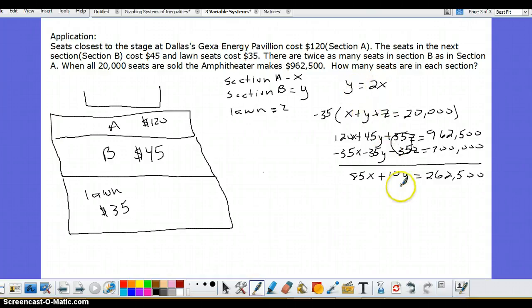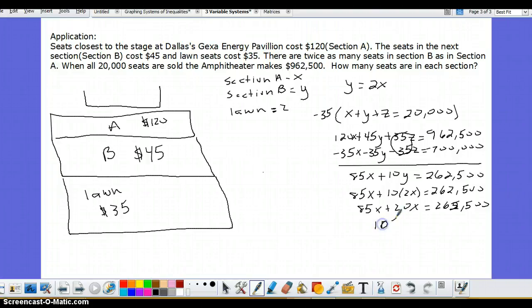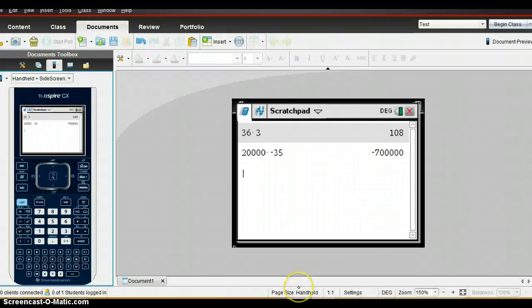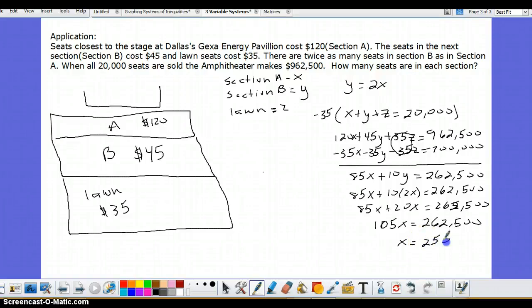Now, for Y, I'm going to put 2X. So we have 85X plus 10 times 2X equals 262,500. So 85X plus 20X equals 262,500. Adding those gives me 105X equals 262,500. So X is 262,500 divided by 105, which gives me 2,500. So that means I have 2,500 section A seats.